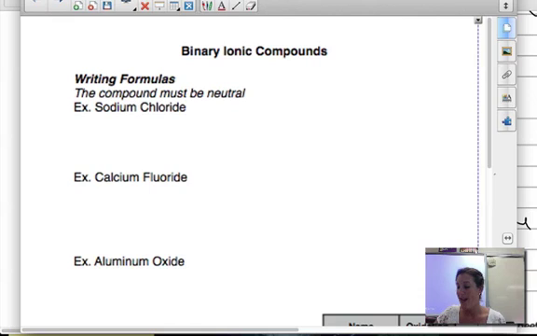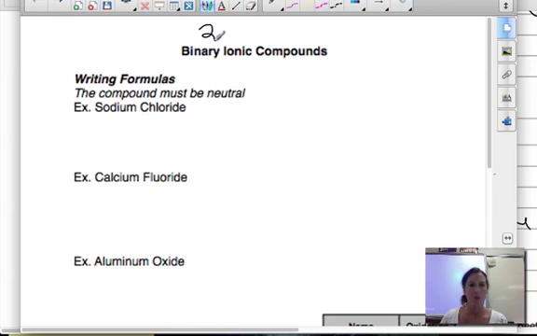So binary ionic compounds, we will have two elements, a metal and a nonmetal. Remember from the last podcast that the compound must be neutral. With ionic compounds, we balance charges. So let's look at some examples. The first one, sodium chloride.